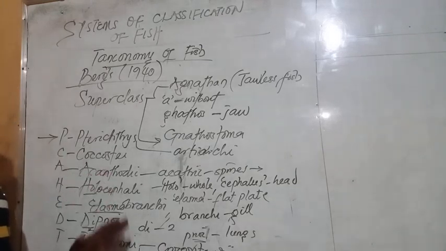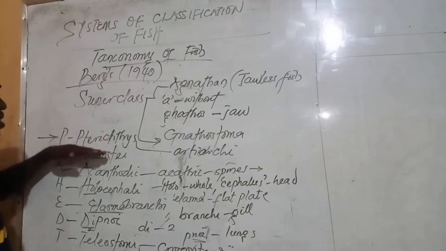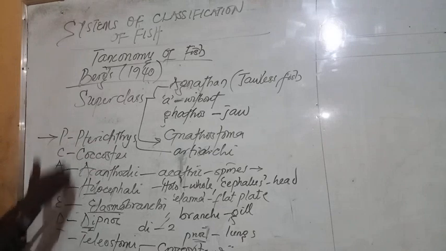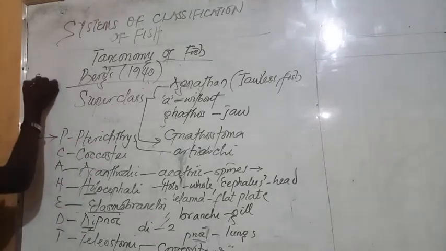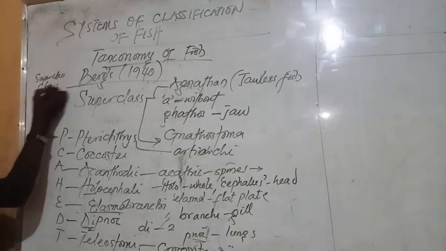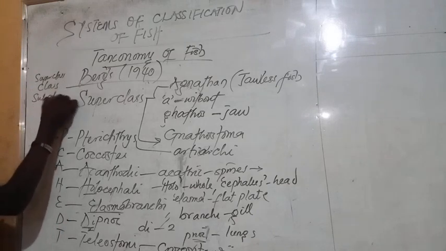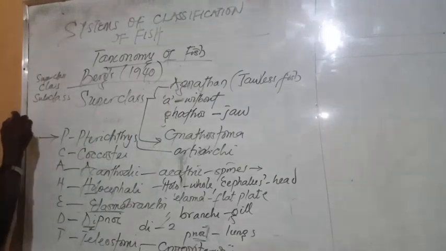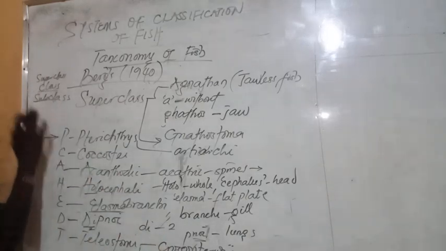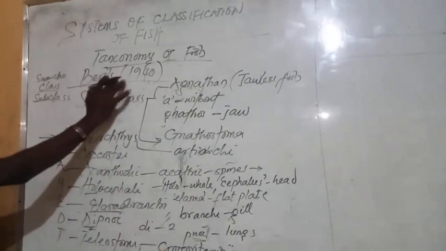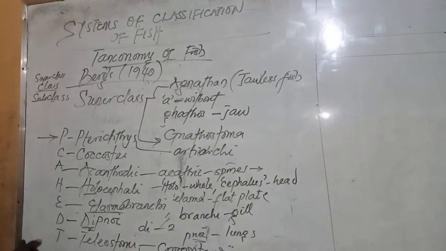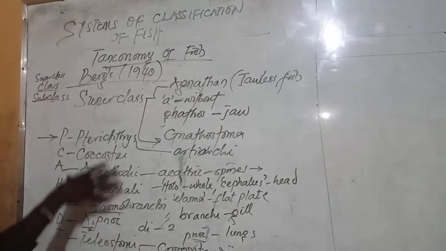All right, the next thing I'm going to do now is examine each of these classes. Now you know that in the hierarchy in biology, we have the superclass. Please listen carefully. We have the superclass, then the class. We also have the subclass. So the subclasses here are these, the classes here are the ones that Berg invented, and the superclasses are these two. The next thing we're going to talk about are the characteristics of each of these classes.